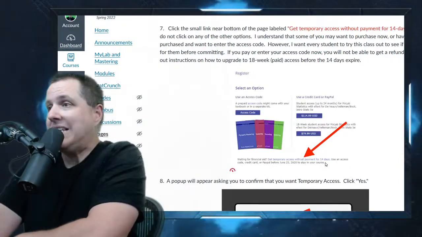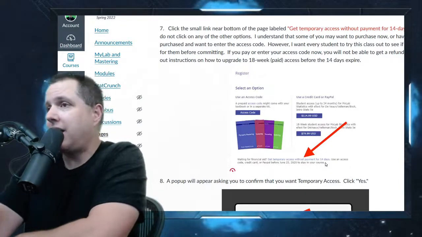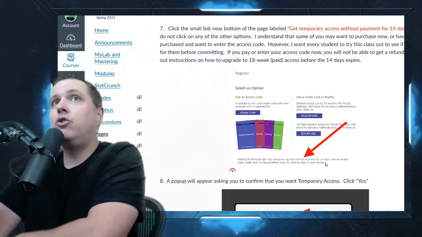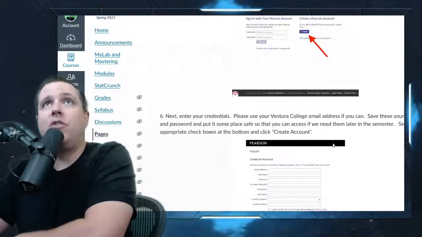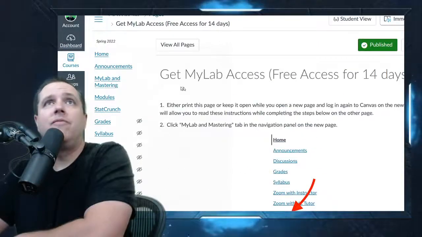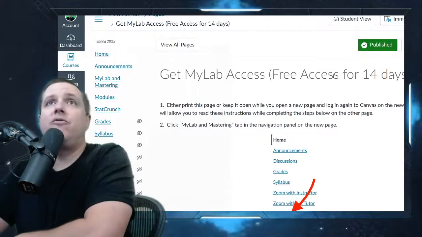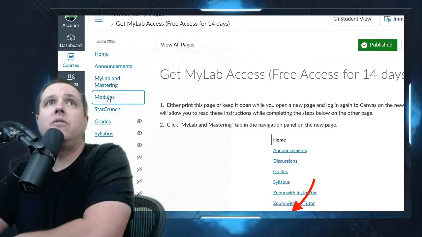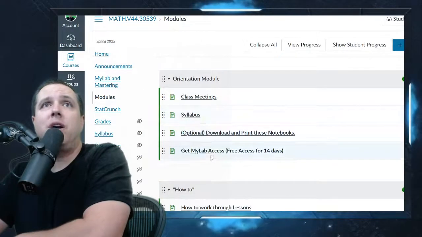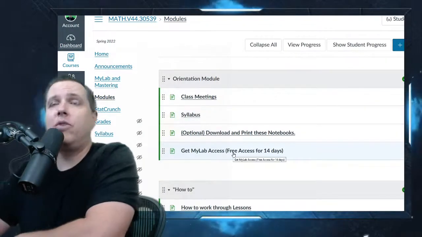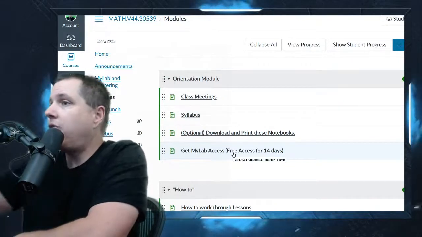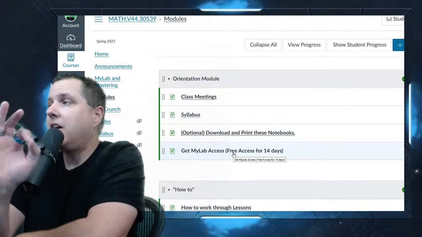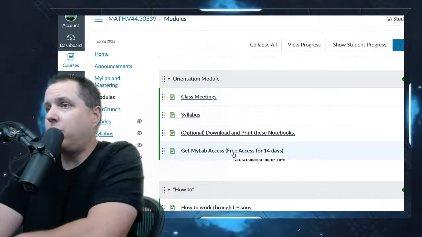So what you should do today when we're done with class, you're not going to have any math homework today, but you will have homework for the class. What you should do when you're done is go in and follow these directions, the Get My Lab Access. Follow the directions on this page that's right at the top of the orientation module, Get My Lab Access, free access for 14 days. Click that, follow the directions, and get yourself signed up for the free access. Then that gives you 2 weeks to work it out with the bookstore.